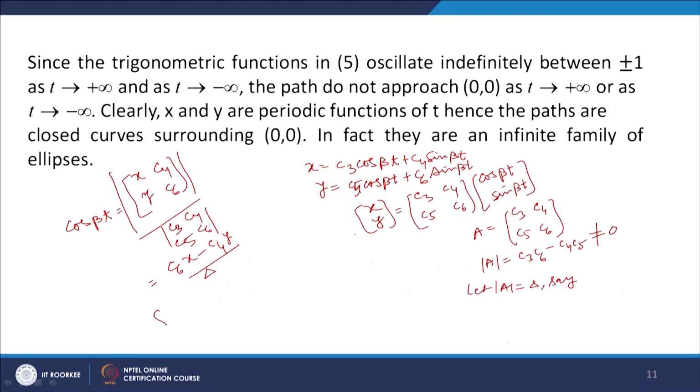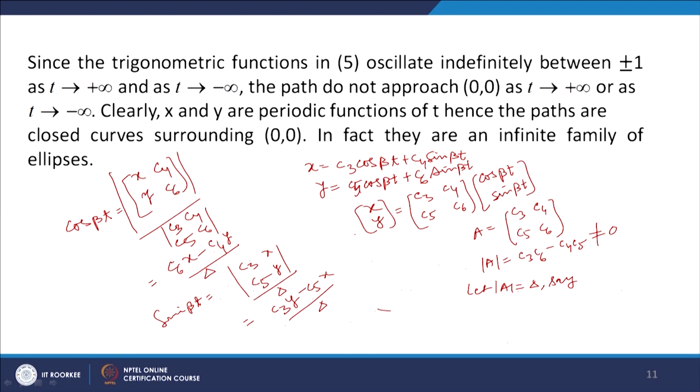So, this is delta, and sin beta t is equal to, similarly, we will have determinant C3, C5, C4, C6, where the second column will be replaced by x y, divided by delta, and you get C3y minus C5x divided by delta. Now, we have the values of cos beta t and sin beta t. We want to determine the equation of second degree in x and y that results on elimination of t from these two equations. So, sin square beta t plus cos square beta t equal to 1.